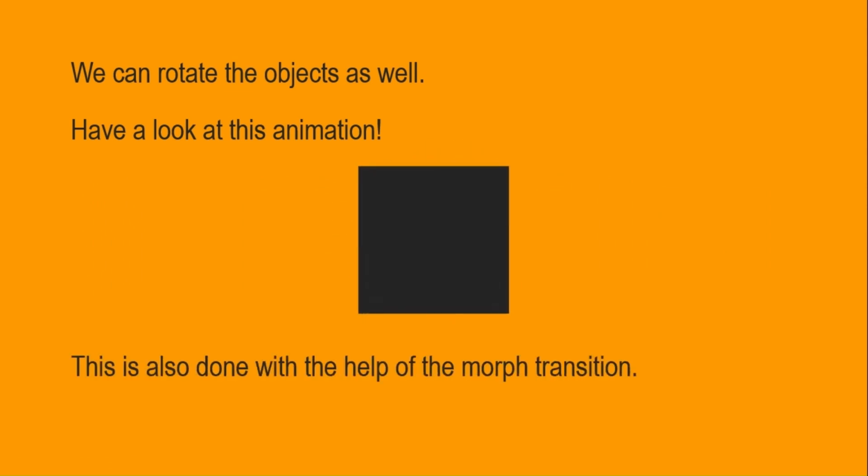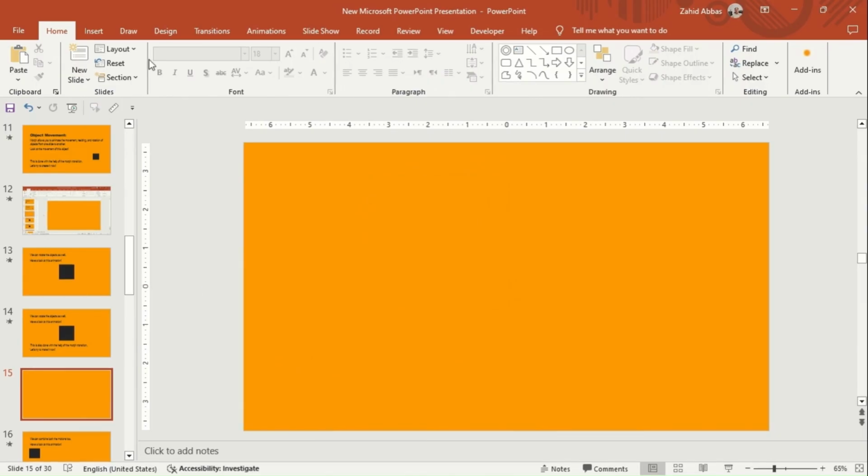We can rotate the objects as well. Have a look at this animation. This is also done with the help of the morph transition. Let's try to create it now. Start with a blank slide again.